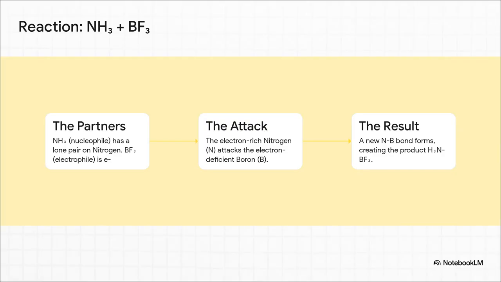This reaction is the perfect example. So on one side, we have ammonia, our nucleophile. It's got that lone pair of electrons sitting on its nitrogen atom. On the other side, we have boron trifluoride, our electrophile, with that super electron-deficient boron atom. The dance begins with the attack. The electron-rich nitrogen goes after the electron-deficient boron, and the result? Bam! A brand new bond is formed, creating a single, stable molecule. That's the whole dance, right there in one simple reaction.